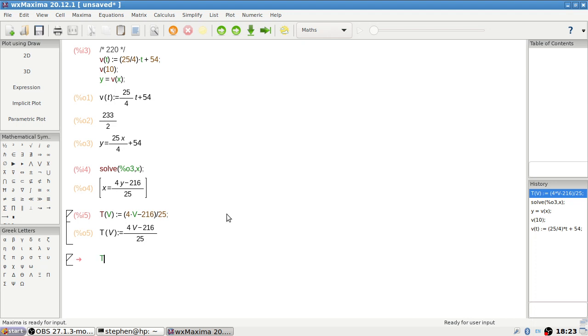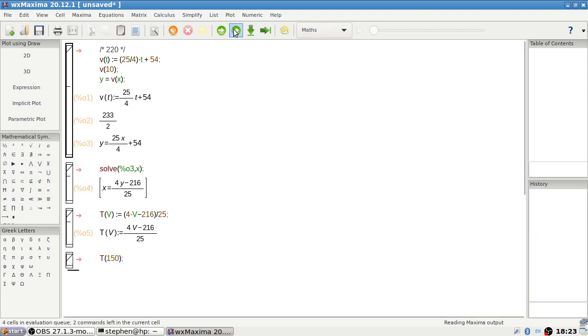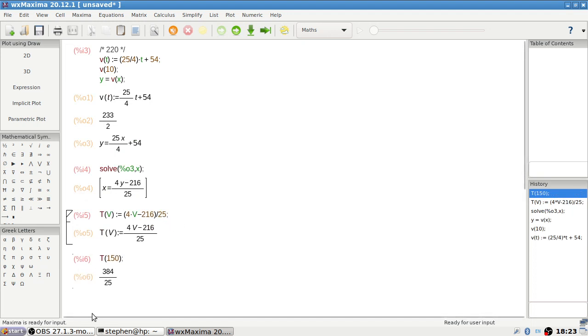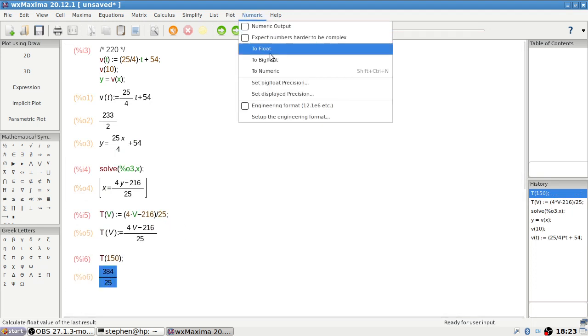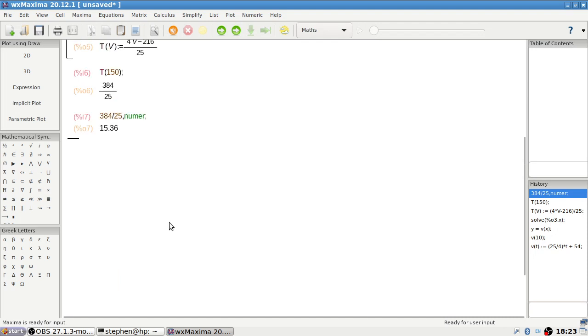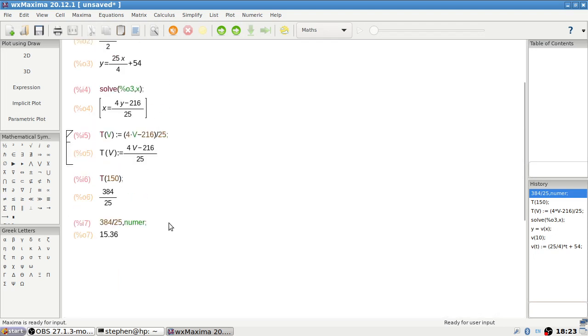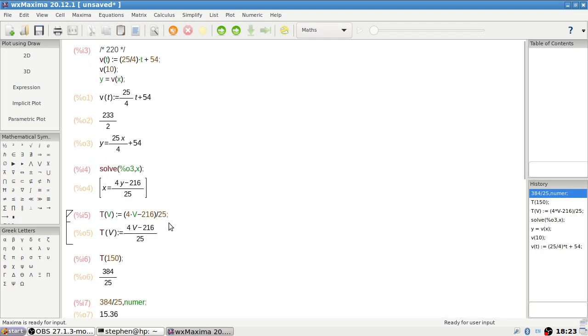So that's now the inverse function at speed 150. How much time is that? The answer is, if you want it numeric, about 15.36 seconds. You can actually check the answer. If you type in 25/4 times 15.36 plus 54, you do get 150 feet per second. So the story checks out.